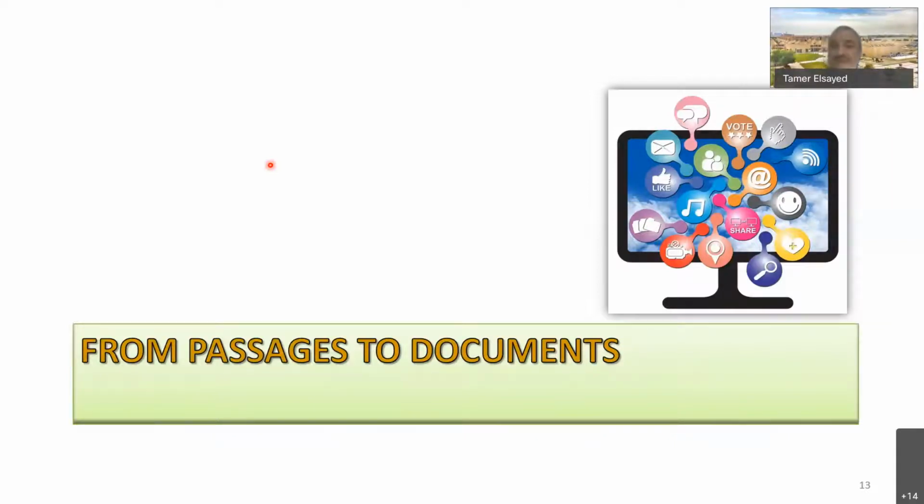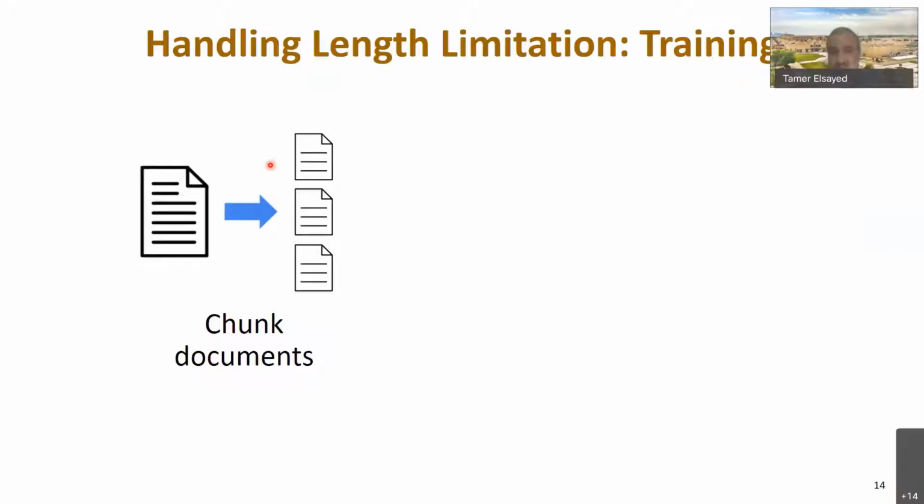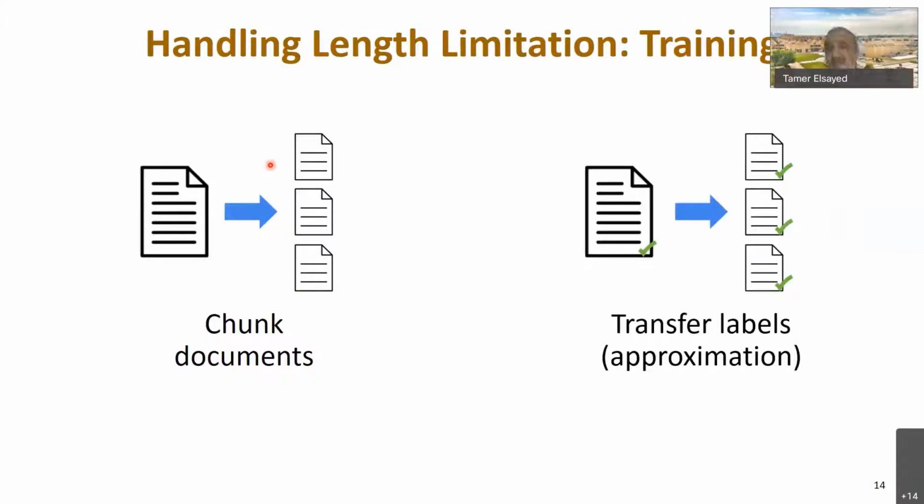Okay, then we have two questions. How do you select the passages? I mean, where do we stop and say that this is a passage? And then also, if the label of the document is relevant, should we say that every passage in the document is relevant or not? We will discuss these two questions together. The main idea here is to chunk the document into smaller passages, as Ahlam said, and we need to transfer the labels somehow.